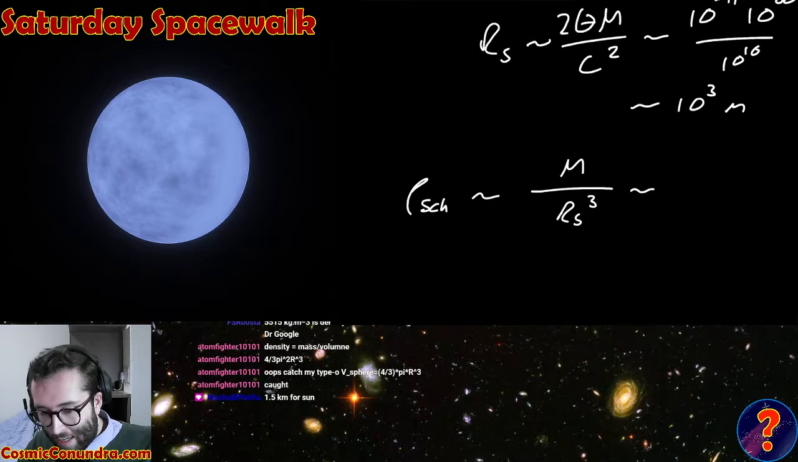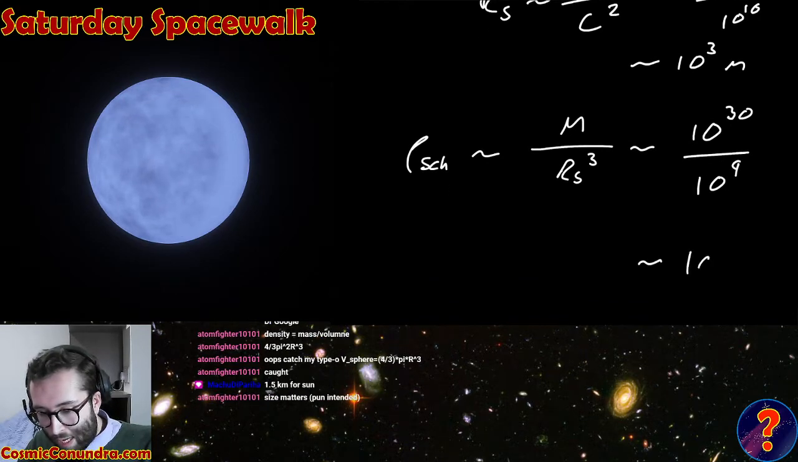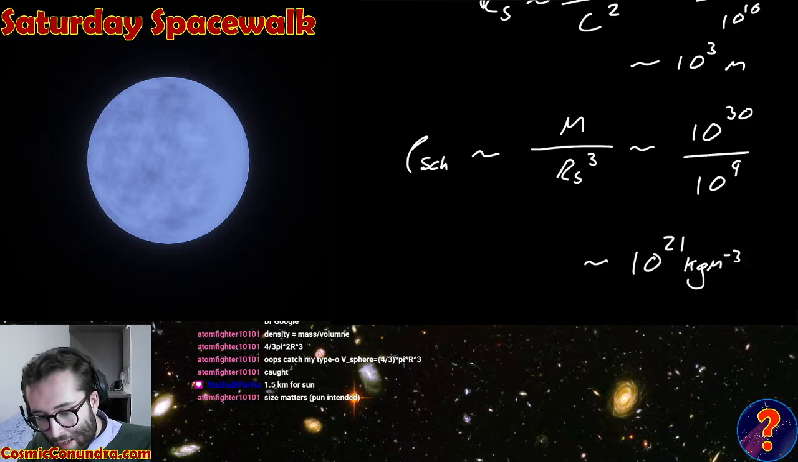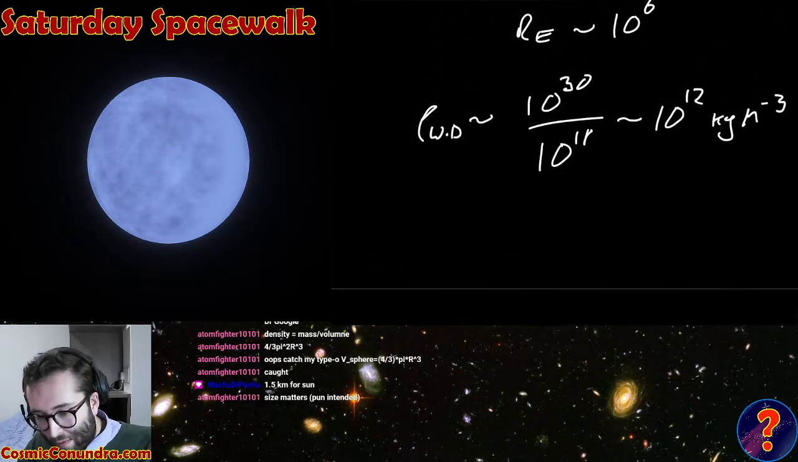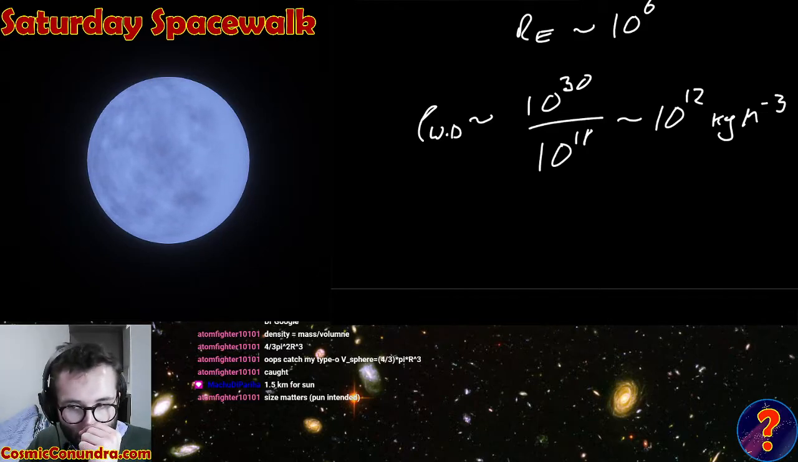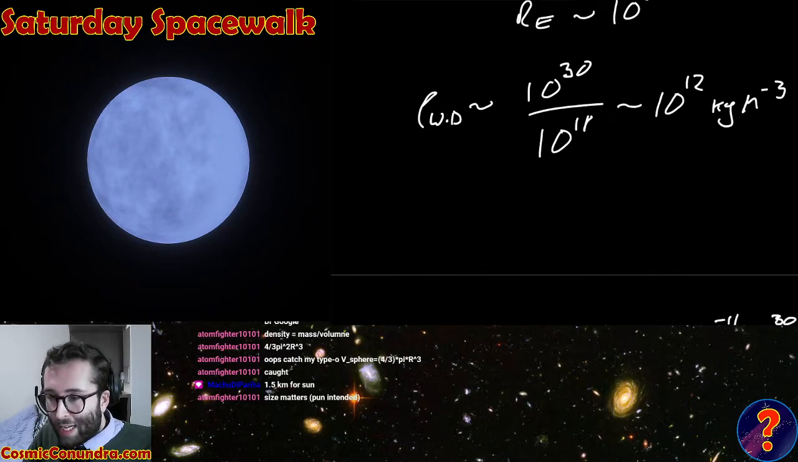So in terms of density, that gives you about 10 to the 30 over 10 to the 9, so like 10 to the 21 kilograms per meter cubed. Oh, I feel like some of it's going to cut off. So that's 10 to the 21 compared to 10 to the 12. So it's about 1 billion times more dense on average. Or white dwarfs are about 1 billion times less dense than a black hole. So this is dense, but it's still not that dense, you know.